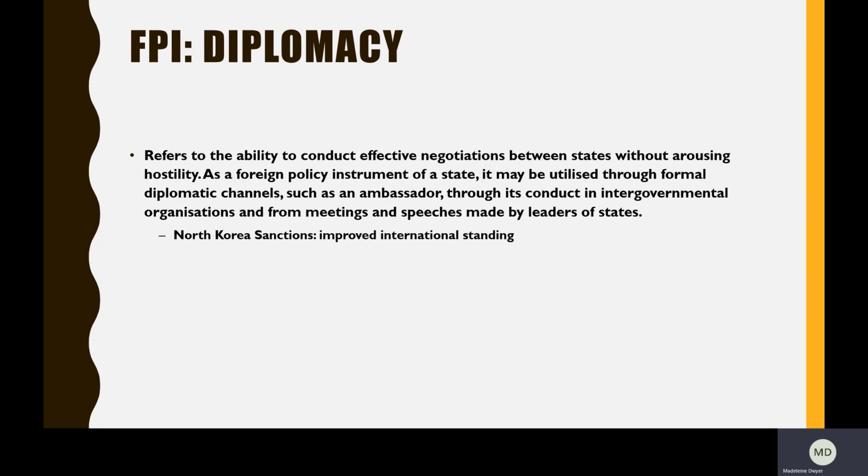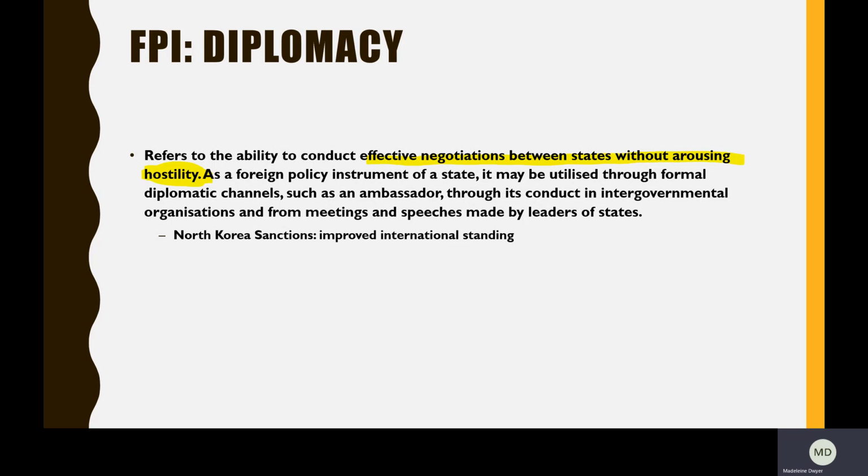So the power side of things is that they're trying to influence someone to do something in a certain way through negotiation. And with diplomacy, it's just that they are using negotiation. So basically, it refers to the ability to conduct effective negotiations between states without arousing hostility. As a foreign policy instrument of a state, it may be utilised through formal diplomatic channels, such as an ambassador, through its conduct in intergovernmental organisations, from meetings and speeches by leaders of states.